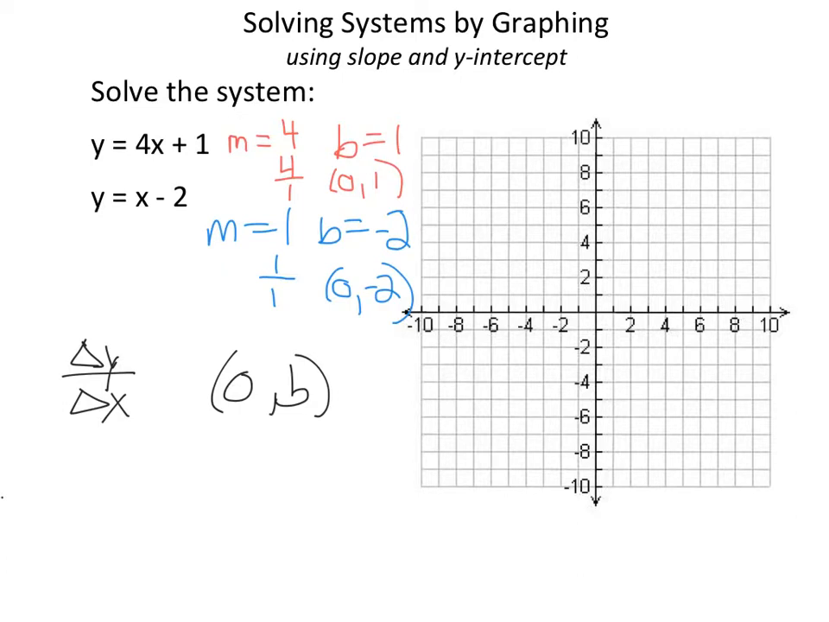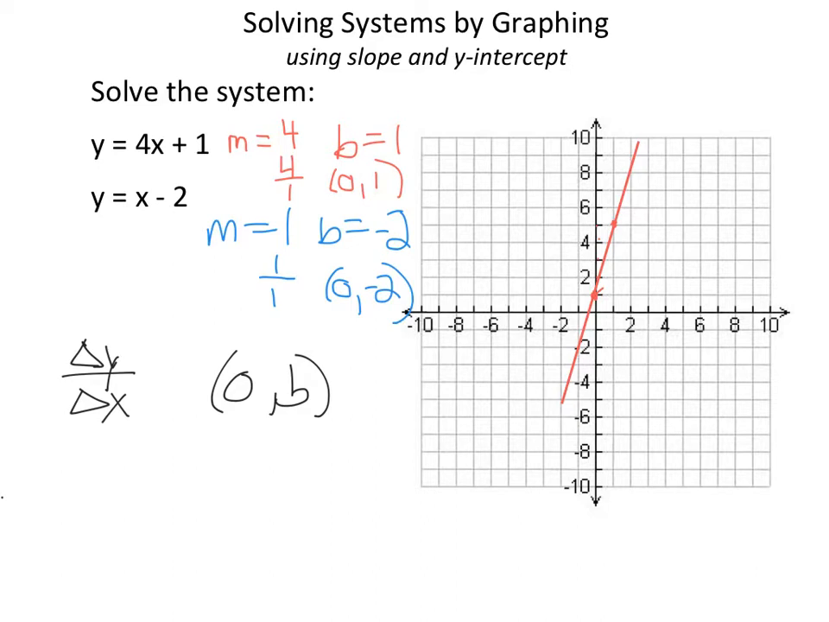When using slope-intercept form of an equation to graph a line, always start with the y-intercept. So for the red equation, I will put a point on 0, 1, and then use the slope to find the next point. I'm going to go up 4, 1, 2, 3, 4, and over 1. Change in y over the change in x. Now I can connect these 2 points using a line.